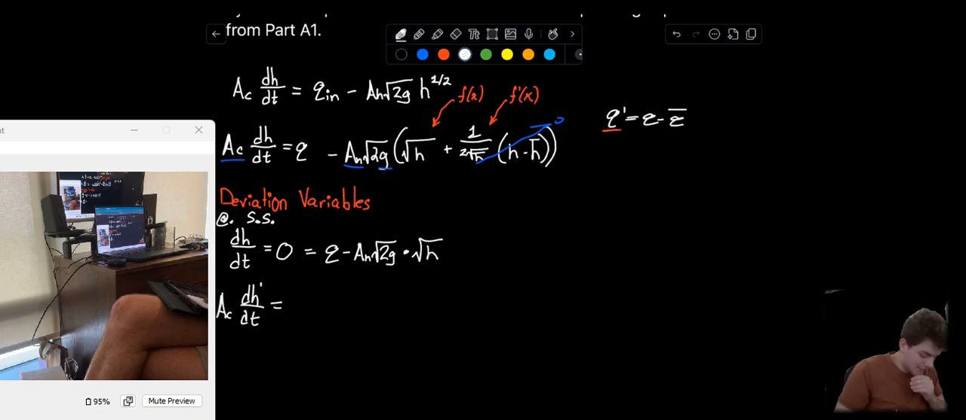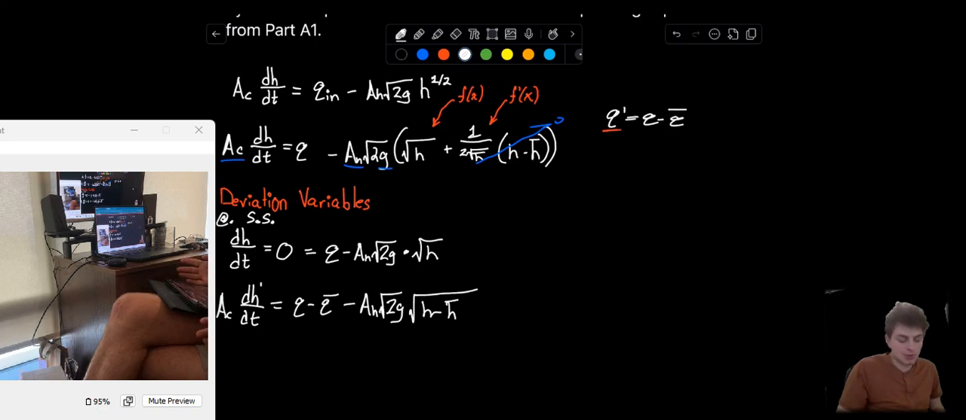Let's talk about what if we make our h in our derivative term a deviation, what would that be? So this would be q then minus q bar minus, right, we'd have area of the hole square root 2g times square root h minus h bar, right? And so times our second derivative term here.